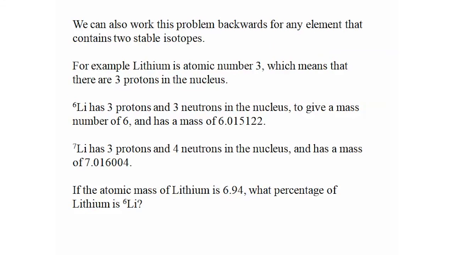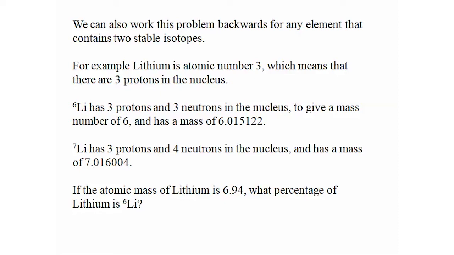We can work this problem backwards for any element that contains two stable isotopes. For example, lithium has an atomic number of 3, which means that there are 3 protons in the nucleus. Lithium-6 therefore has 3 protons and 3 neutrons in the nucleus to give it a mass number of 6, and it has an elemental mass of 6.015.